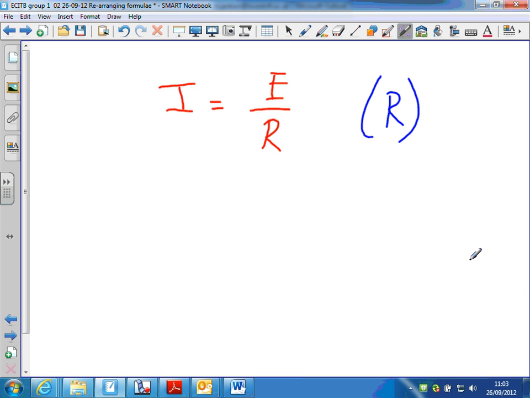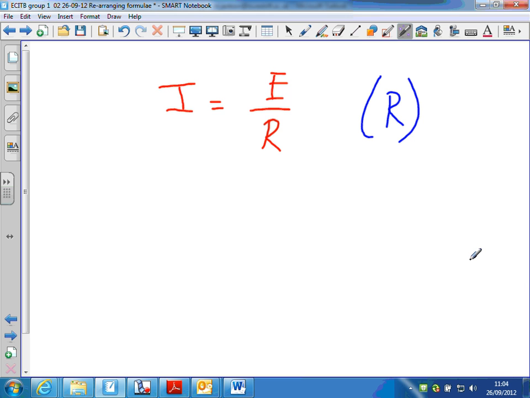But this time, what's the subject of the formula? I. I equals E over R. It's set up to find the current. I want to rearrange it to find R. The trouble is, R is underneath. So the first step is to get R on top.